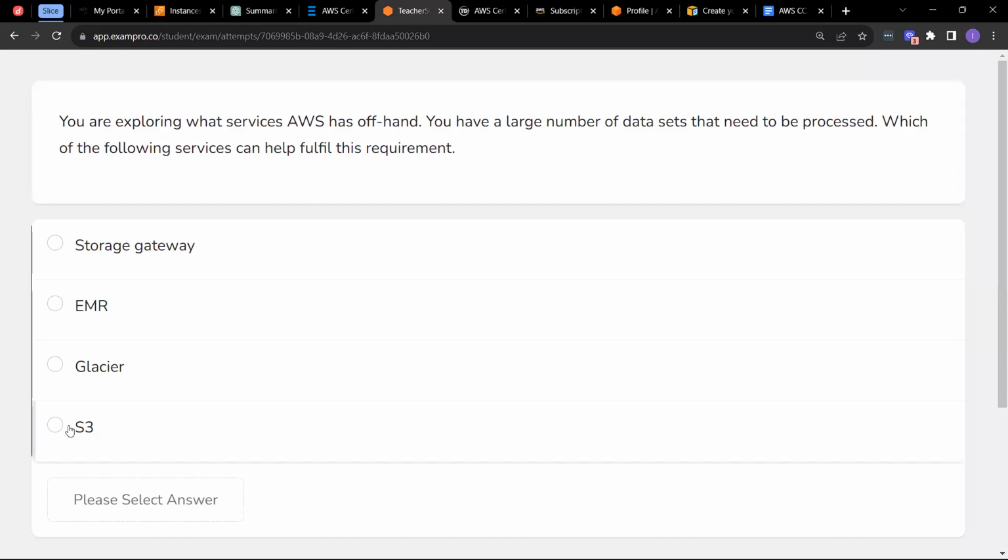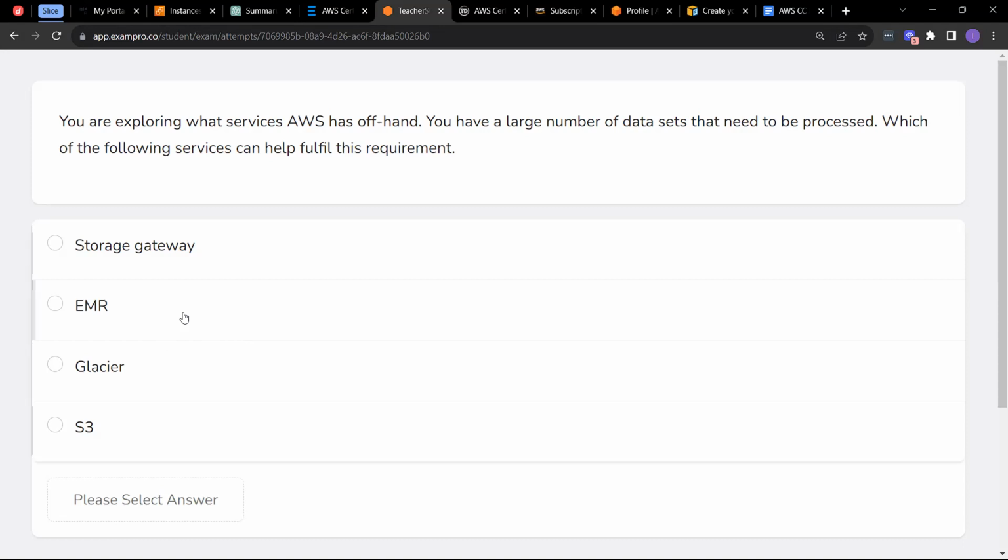So S3 is for storage, right? Glacier is also a storage class. It's an S3 storage class. The EMR, let me look at what is Amazon EMR. I don't know what EMR is, but it is definitely not Storage Gateway. Oh, sorry, so that's the Map Reduce. So this can help with the large number of data sets that need to be processed. That's what I read. So that's EMR.